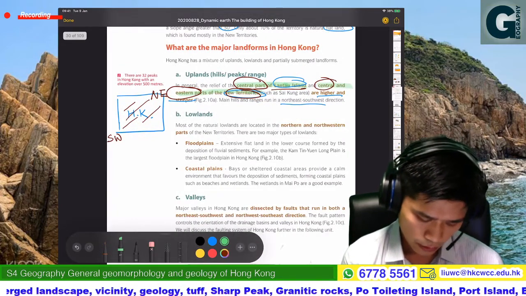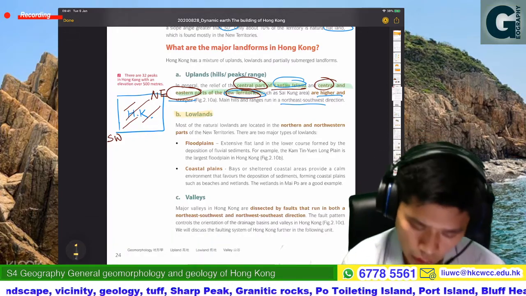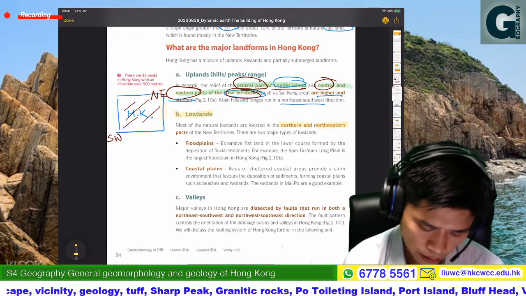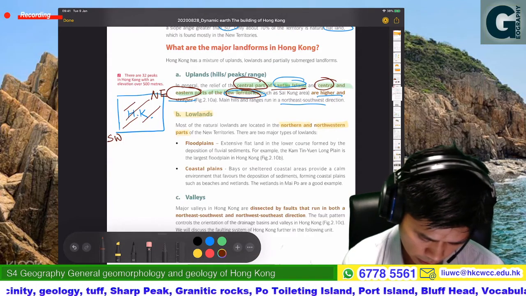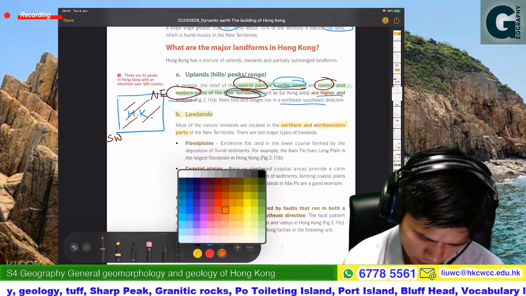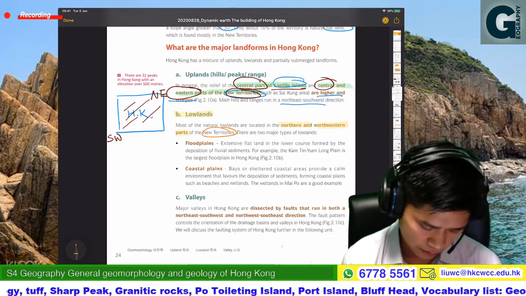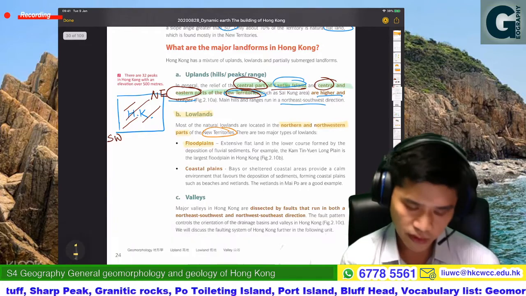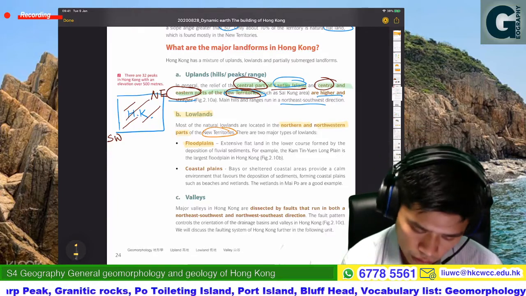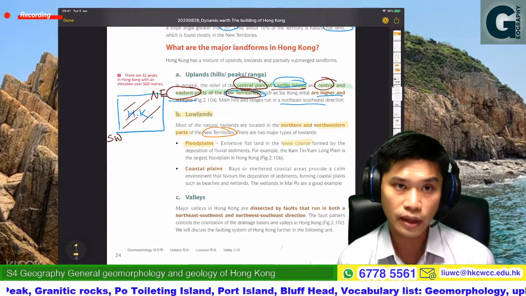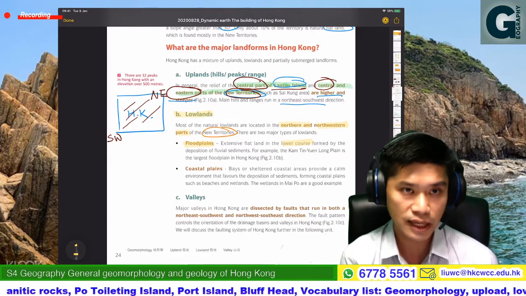So where would be the lowland in Hong Kong? Most natural lowland are located in the northern and northwestern part of the New Territories. There are two major types of lowland. The first one, floodplain. So there's this extensive flatland at the lower course of the river, formed by the deposition of fluvial sediment.